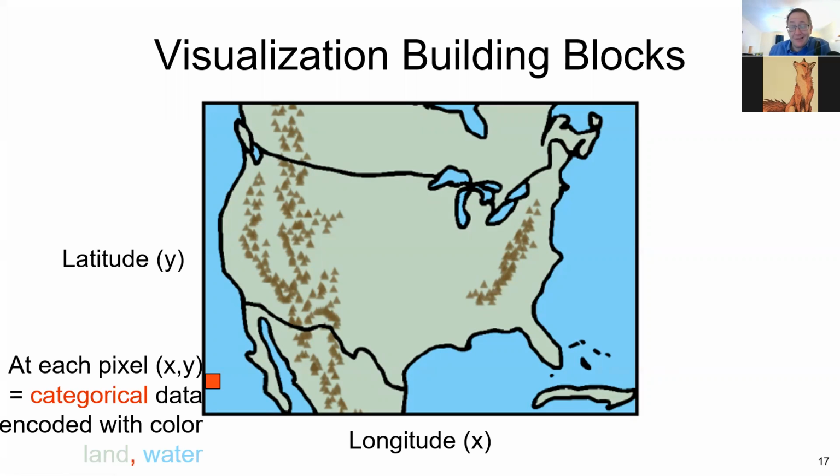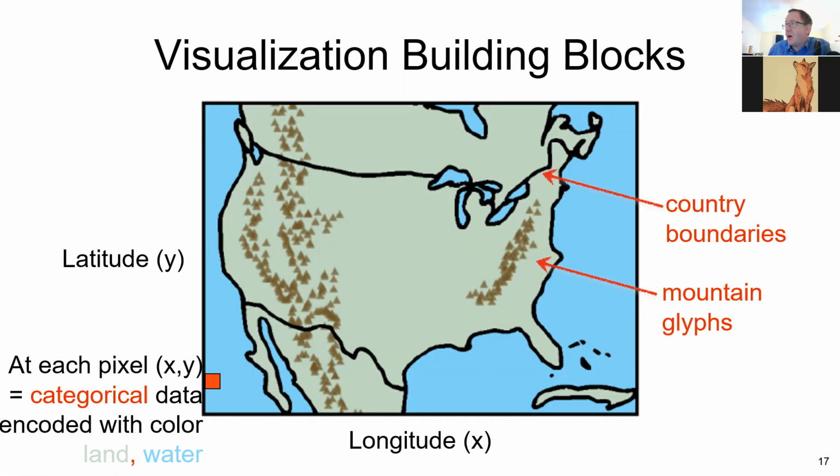Essentially each pixel is an X and Y coordinate. It's position in space, and it encodes information. We can also encode, using the color, what kind of land it is. Green for land, blue for water. Okay. We can also put glyphs on top of that, which have nothing to do with whether it's land or water. It's actually a glyph to indicate other information. We can put lines in there to indicate country borders. I could put different glyphs in there to indicate whether it's a forest or a desert or something like that.